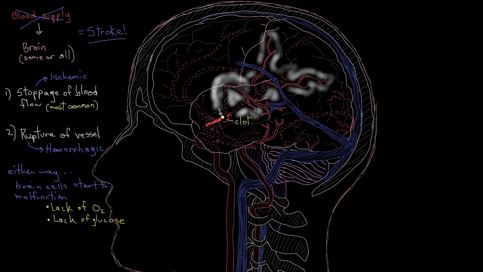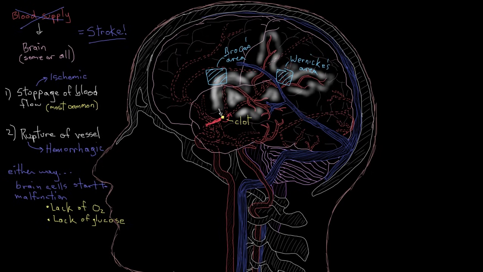Now, the middle cerebral artery is pretty important. It supplies blood to two really important areas of the brain, one called Broca's area on the outside of the brain, and one called Wernicke's area, depending on if you want to use the true German pronunciation. These two areas are really important in determining how you speak and whether or not you can understand what people are saying to you.